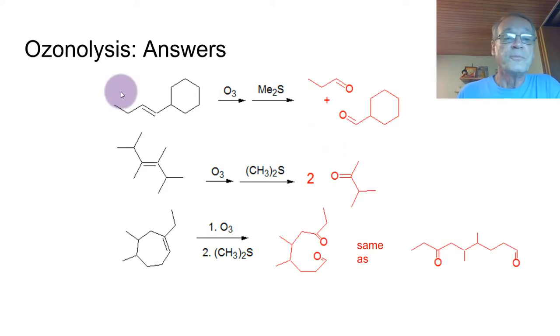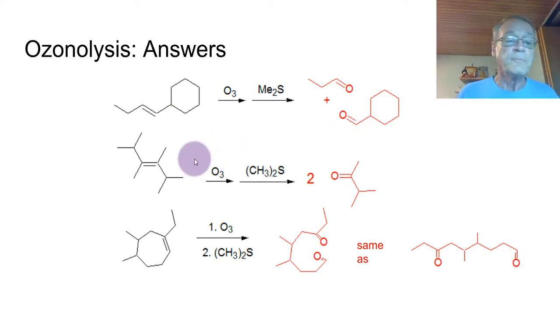Here are your answers. So if we split this right here, we'd have a C double bond O and then a CH2 CH3. We'd have the cyclohexane group. It doesn't have any double bonds to it, so it's still intact. And then another carbon that is going to pick up the double bond O.